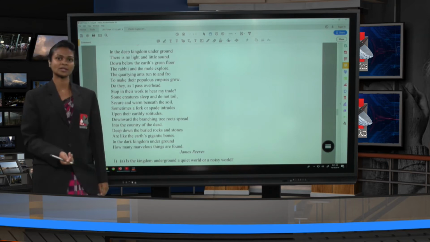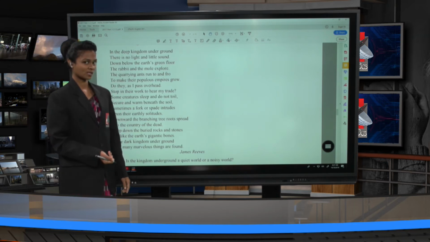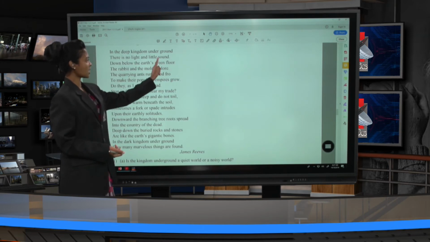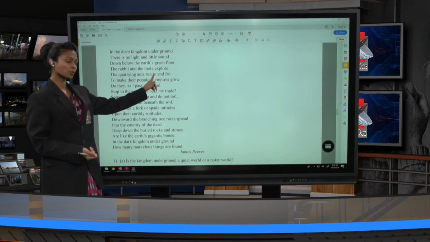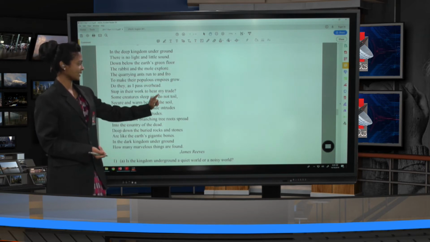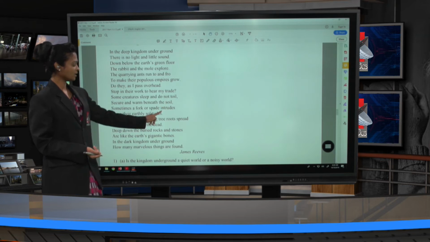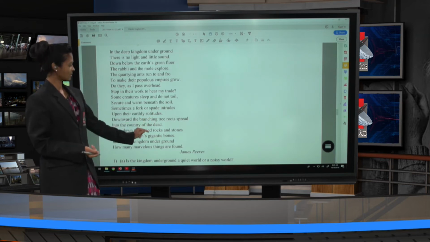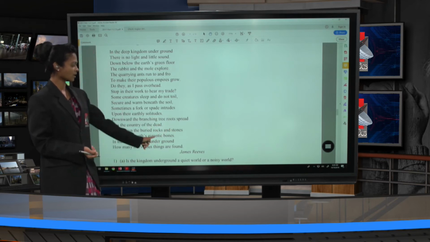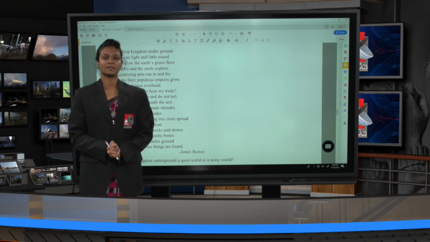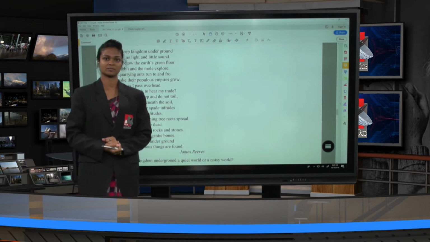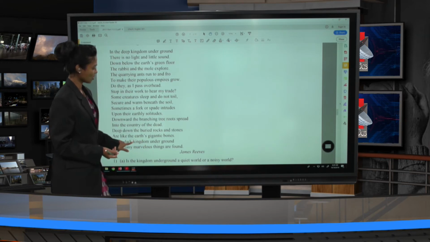What are the special techniques here that you can see? There are rhyming words: ground, sound, flow, explode, fro, grow, overhead, tread, toil, soil, intrudes, solitude, spread, dead, stones, bones, ground, found. Then who is the poet? It's given here, James Reeves. It's the name of the poet.